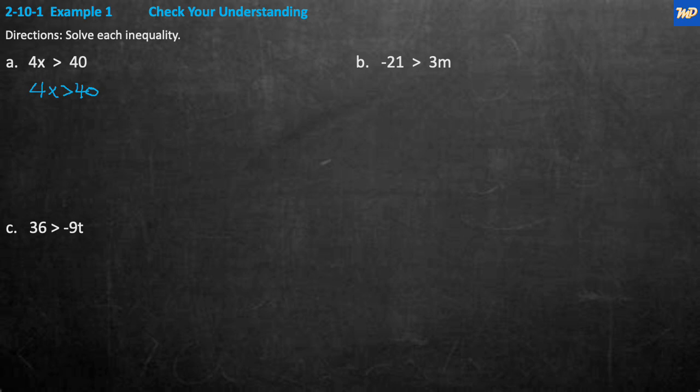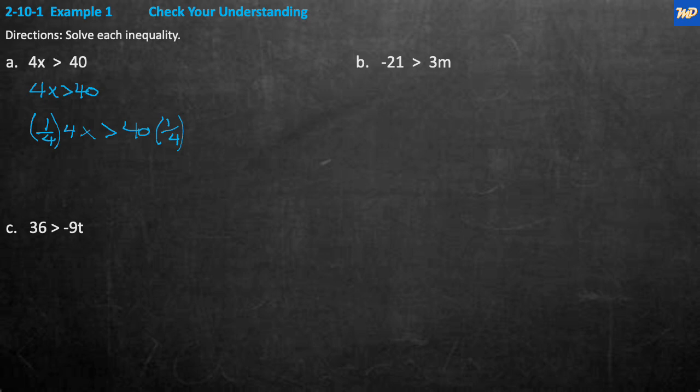So we're going to divide. In order to get the x by itself, we have to divide by 4, or multiply by the reciprocal of 4, which is 1/4. We can write that as 1/4 times 4x is greater than 40 times 1/4. Just another way of writing it. Or we could have written 4x divided by 4. I chose it this way this time.